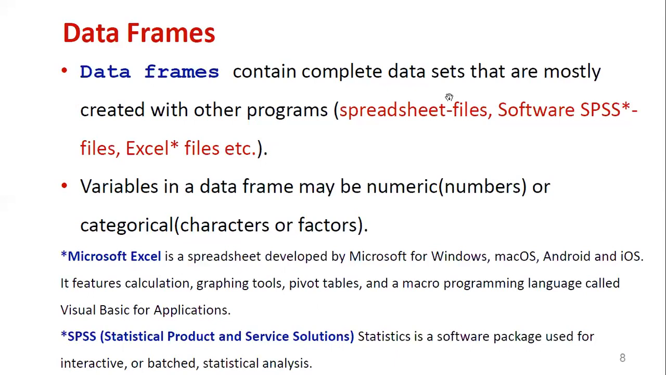So either a spreadsheet file, or a software SPSS file, or Excel files can be imported into R. Then we can do data analysis or statistical analysis. So variables in a data frame may be numeric, meaning numbers, or categorical, meaning characters or factors. Any of these two types of variables can be used in a data frame.